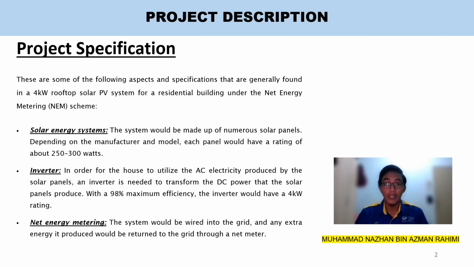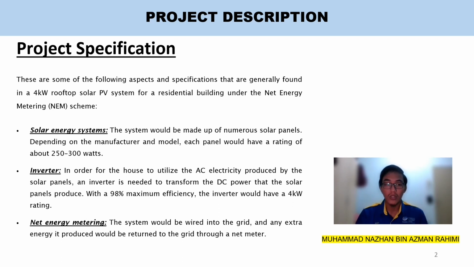Okay, now I will explain our project description. First, project specification. These are some of the following aspects and specifications that are generally found in a 4 kilowatt rooftop solar PV system for a residential building under the Net Energy Metering NEM scheme.